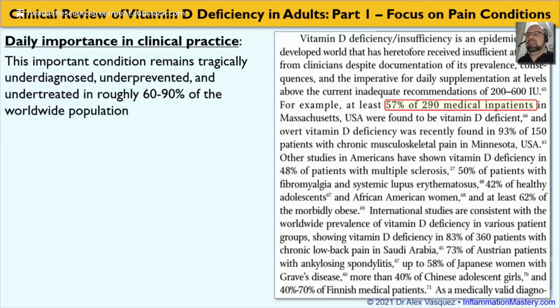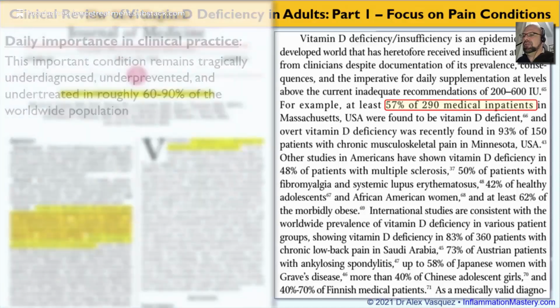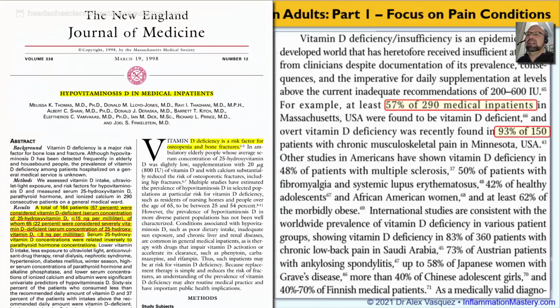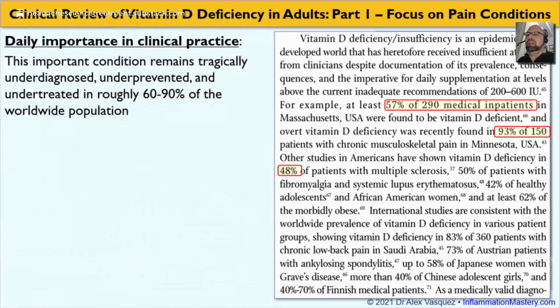57% of 290 medical inpatients. As I recall, that was published in the New England Journal of Medicine. Another study found 93% of 150 patients with chronic musculoskeletal pain in the United States, 48% of patients with multiple sclerosis, 50% of patients with fibromyalgia, 42% of healthy adolescents and African American women, and at least 62% of the morbidly obese. Other studies showed deficiency among 83%, 73%, 58%, more than 40%, and 40 to 70% of Scandinavian medical patients.